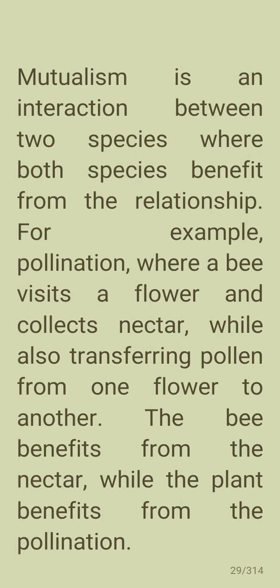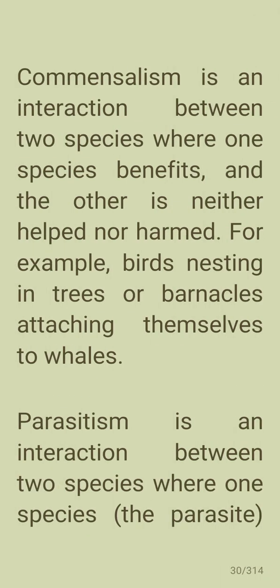Mutualism is an interaction between two species where both species benefit from the relationship. For example, pollination, where a bee visits a flower and collects nectar while also transferring pollen from one flower to another. The bee benefits from the nectar while the plant benefits from the pollination.